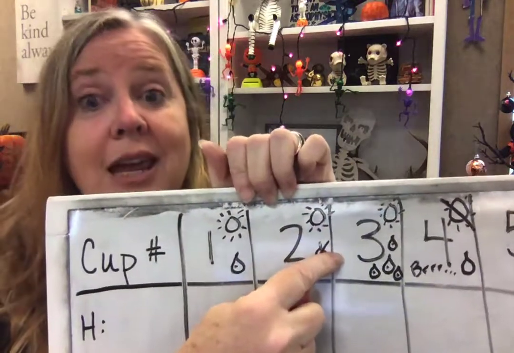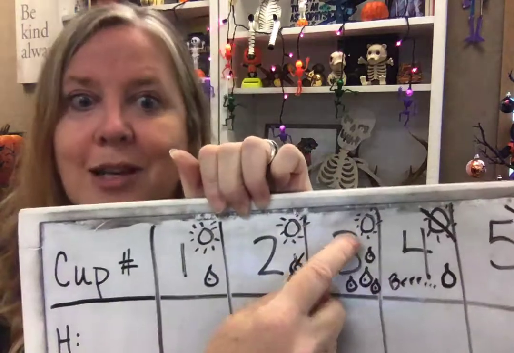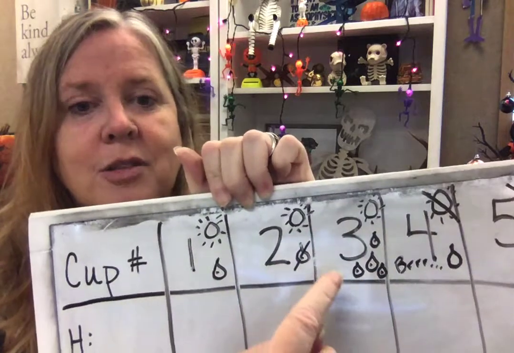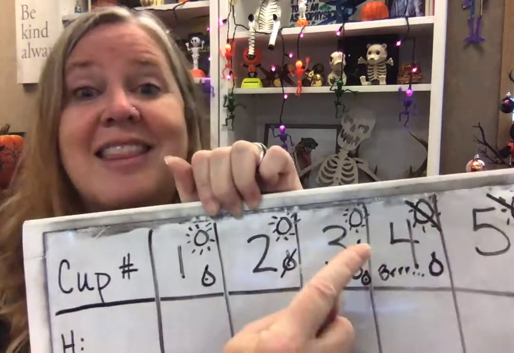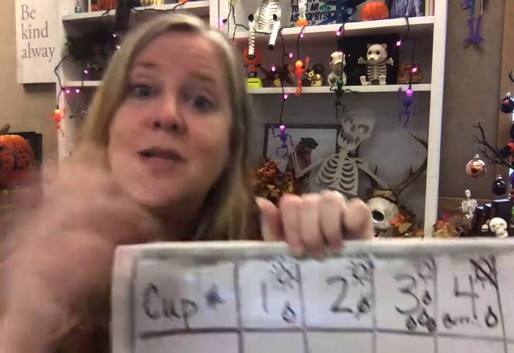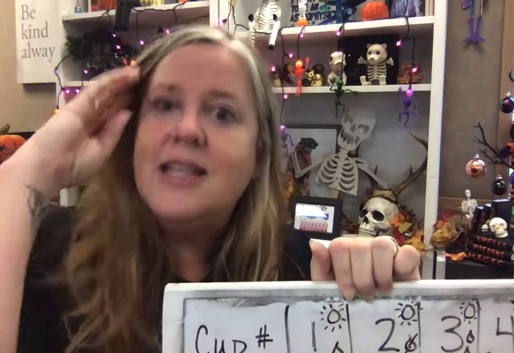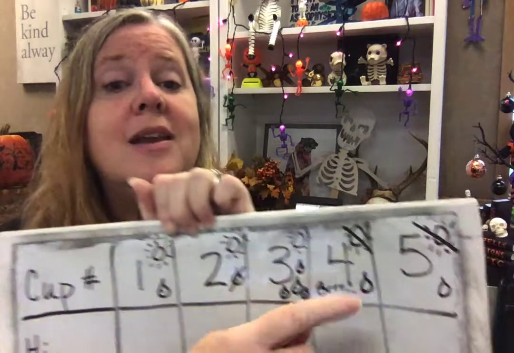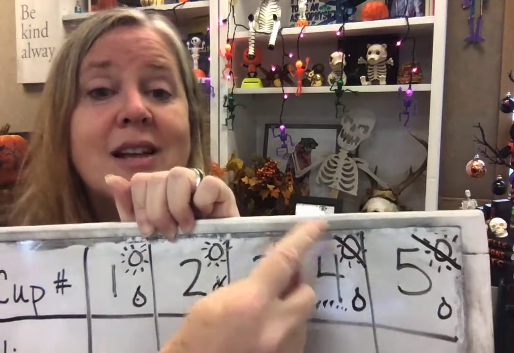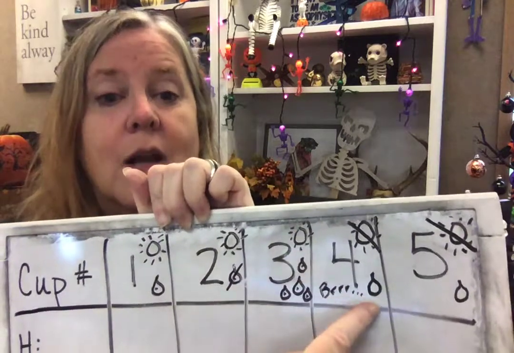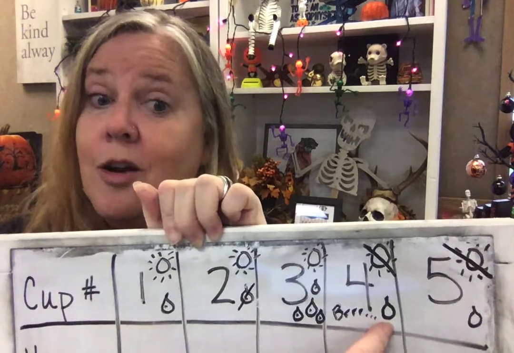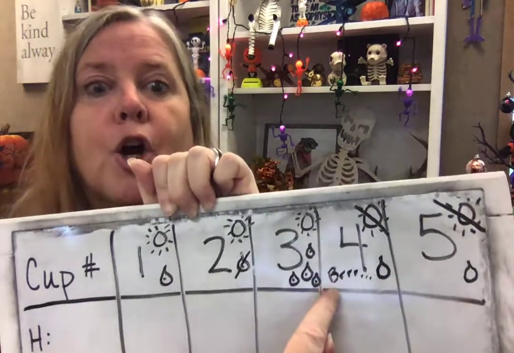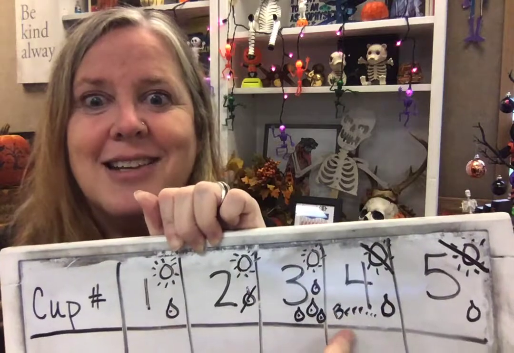Cup number 3, same thing, in the windowsill, getting lots of light. However, those are supposed to be drops of water. The cup is going to be full of water. So instead of having to sprinkle water on the seeds every day, it'll just have the water there. Then cup number 4, you can see I crossed out the sun and I've got water. I'm going to be sprinkling water on them, but these are going to be in the refrigerator. So, brrr, that's what that is.